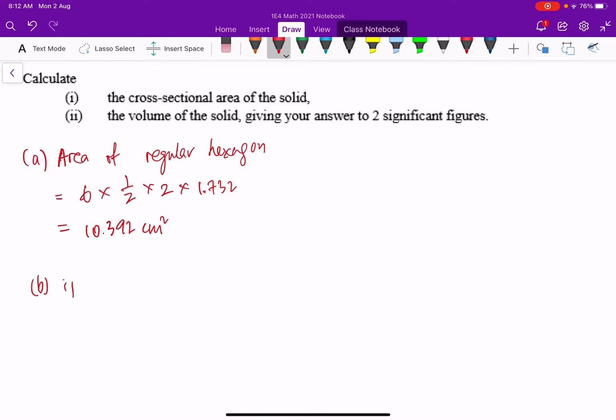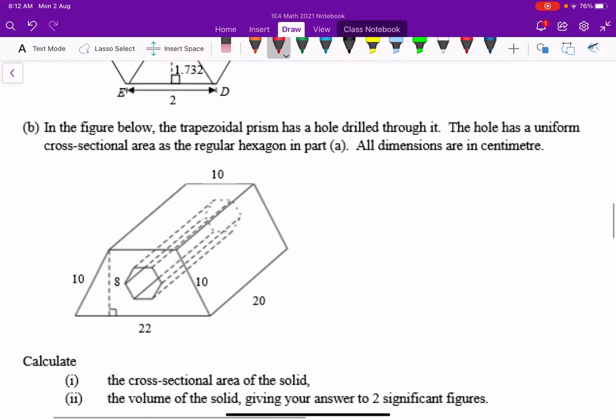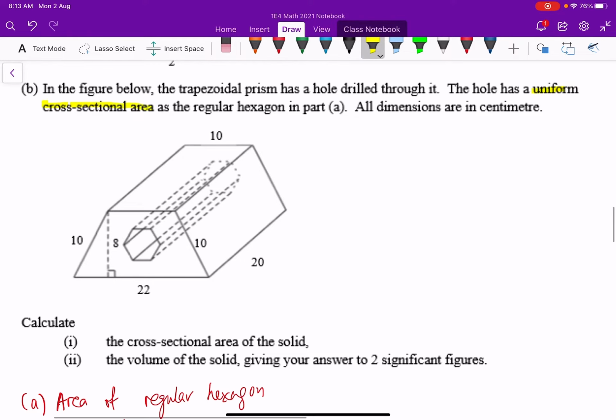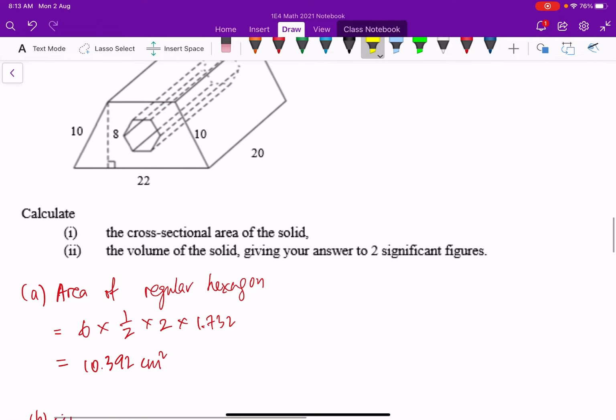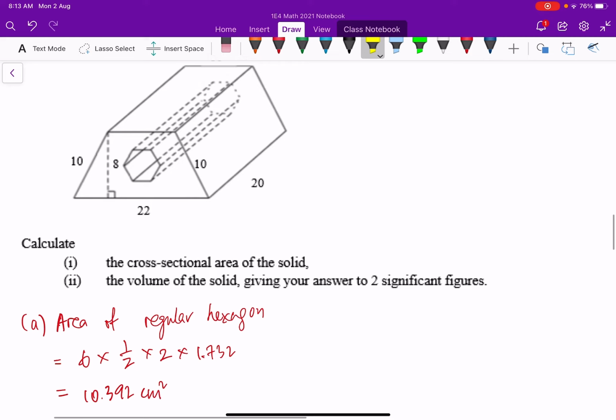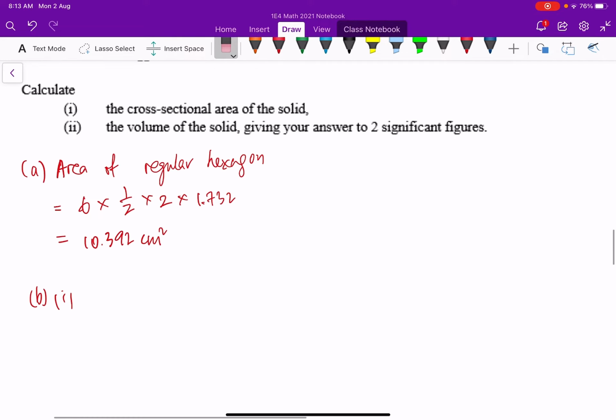Okay. Now part B. In the figure below, a trapezoidal prism has a hole drilled to it. The hole has a uniform cross-section area. It's the same as the hexagon in part A. Okay, and all the units are in cm. Calculate the cross-section area of the solid. Alright, now they just want you to calculate this face. So in other words, you just need to know how to calculate the area of a trapezium minus away the regular hexagon.